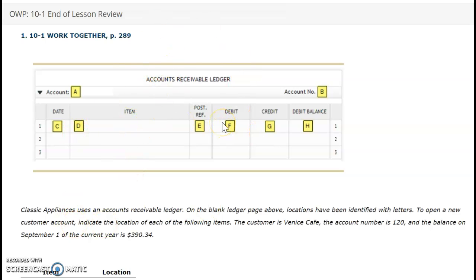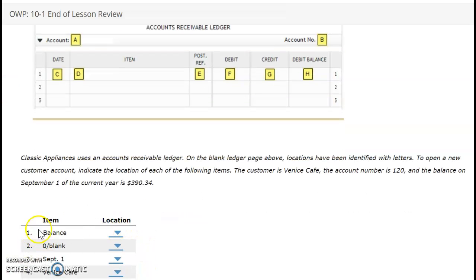So Classic Appliances uses an accounts receivable ledger. On the blank ledger page above, locations have been identified with letters. To open a new customer account, indicate the location of each of the following items. The customer is Venice Cafe, the account number is 120, and the balance on September 1st of the current year is $390.34. So right away, it actually gives us the item here.